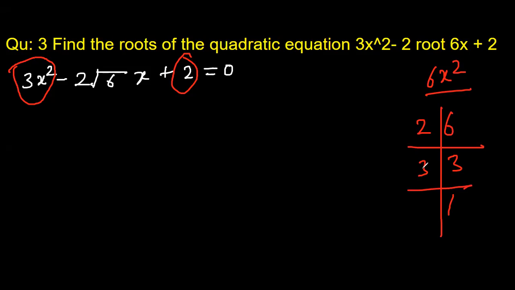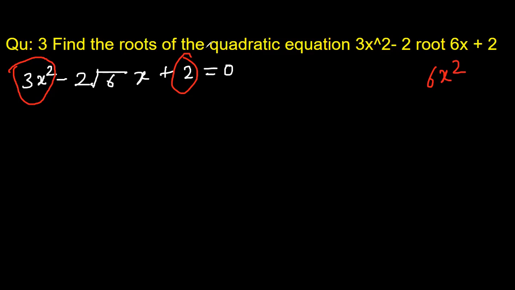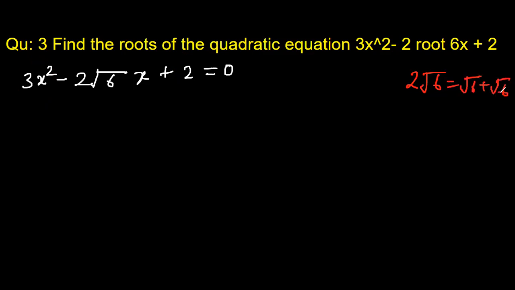How can we factorize so that adding we get 2 root 6? If I take 2 and 3, product is 6, fine, but adding we are not getting 2 root 6. So there is only one way. We'll have to think a little about irrational numbers, like 2 square root 6 can be written as square root 6 plus square root 6. It's like two mangoes, one mango plus another mango. All right. Now that's what we'll do here.